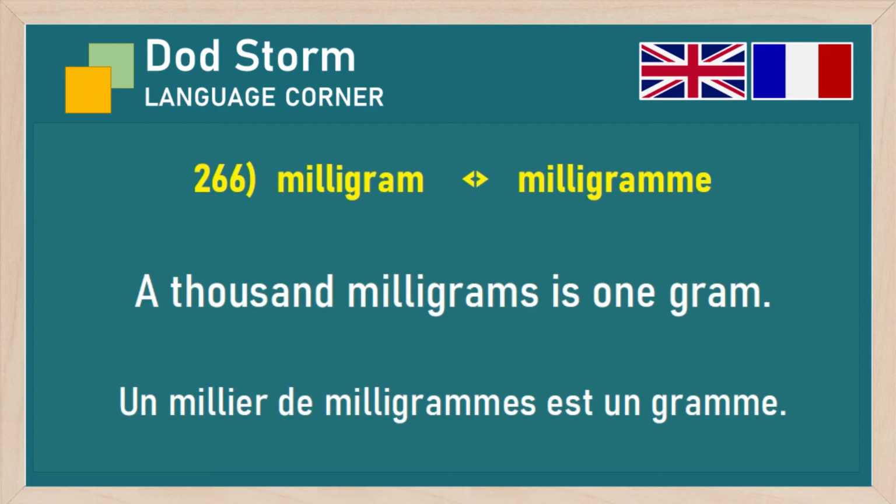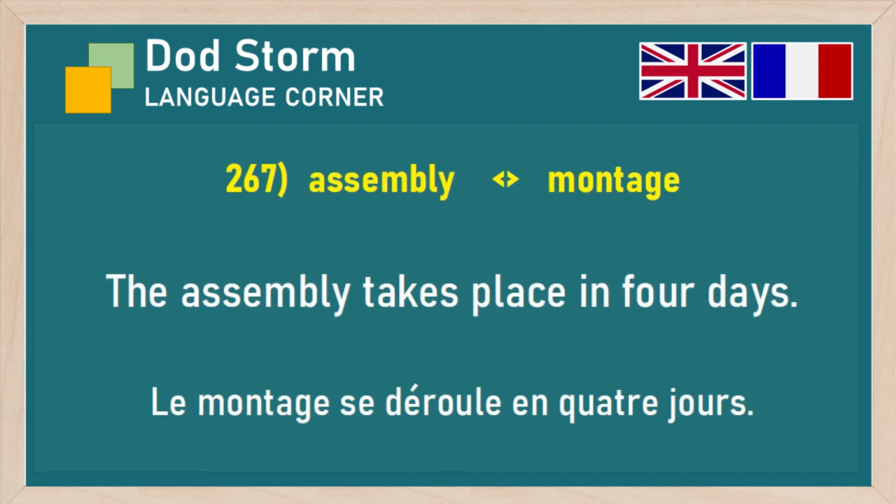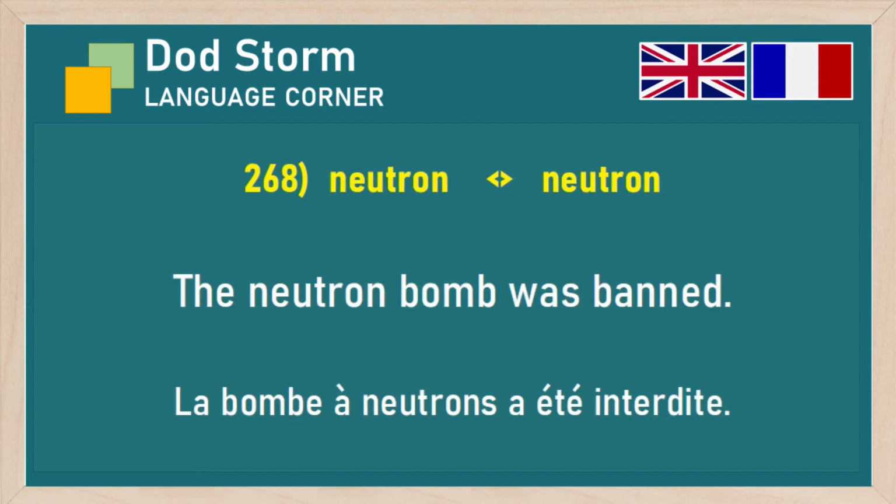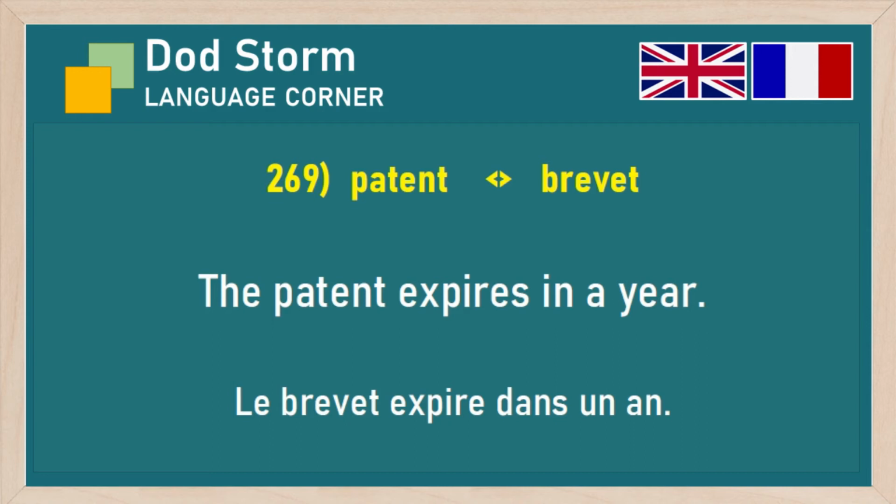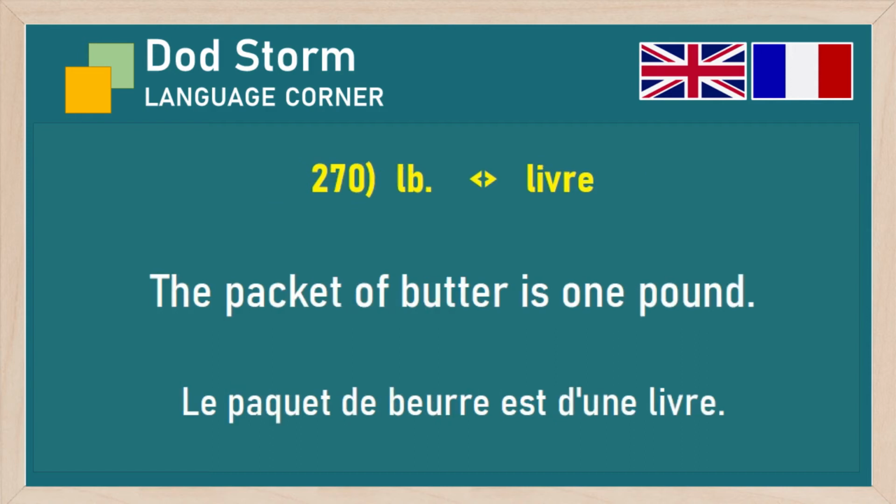A 1,000 milligrams is 1 gram. The assembly takes place in 4 days. The neutron bomb was banned. The patent expires in a year. The packet of butter is 1 pound.